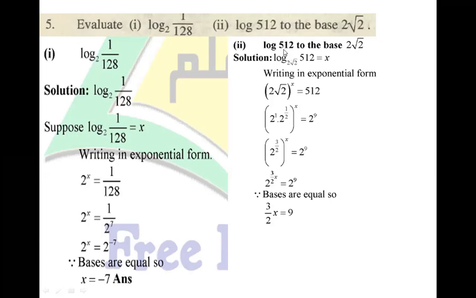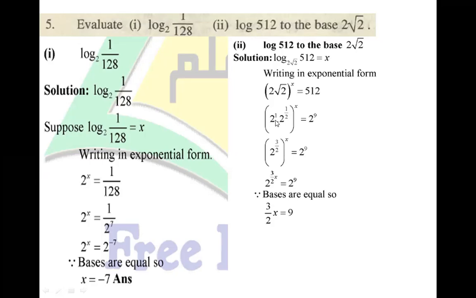Now look at this: log of 512 to the base 2 under root 2. This will be written as log of 512 to the base 2 under root 2 equals to x. Now write this in the exponential form, you will get 2 under root 2 whole raised to power x is equals to 512. Now this 512 is equals to 2 raised to power 9.